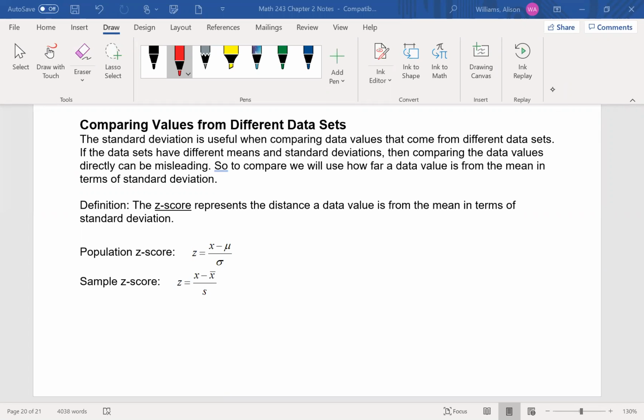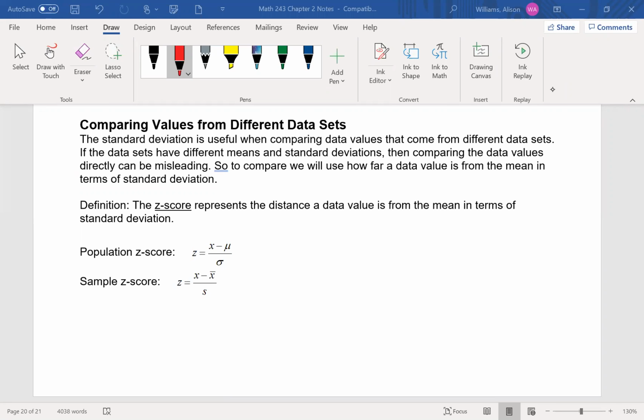So maybe overall, getting a C on one teacher's exam is like getting an A on the other teacher. So it is difficult to make those types of comparisons. The way we make those comparisons is to compare the means and standard deviations. So what was brought out of this is this idea called a z-score. A z-score represents the data value and how far it is from the mean in terms of the standard deviation. When I look at the population, I'm comparing it to mu and sigma. For a sample, I'm looking at it compared to x bar and s.